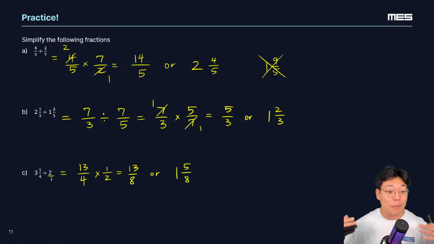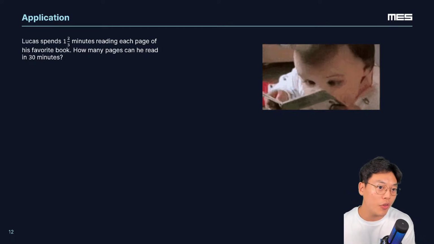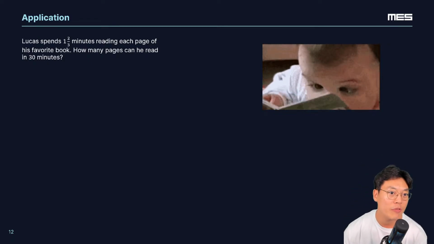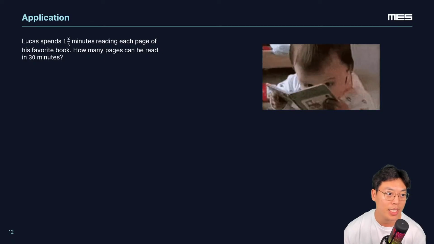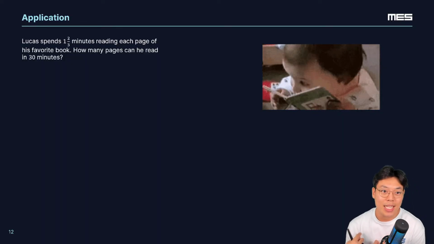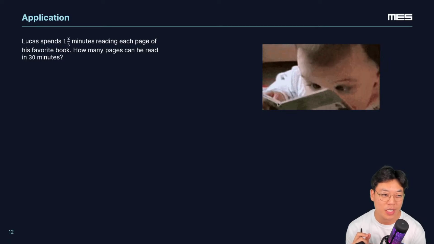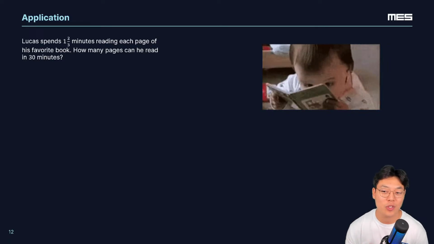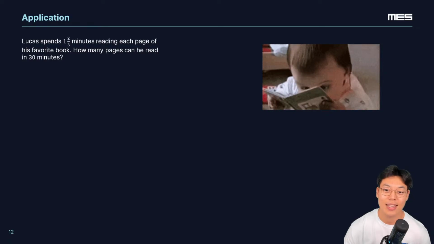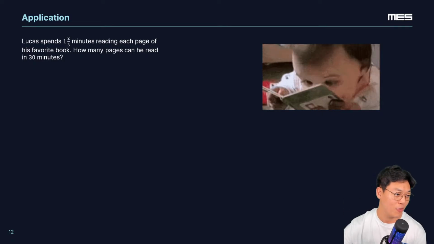All right. That's all the practice. Now let's apply this to how we can use multiplying and dividing fractions to some real life situations. Take Lucas, for example. Lucas spends 1 2/3 minutes reading each page of his favorite book. How many pages can he read in 30 minutes? So let's say Lucas knows that he takes 1 2/3 of a minute reading just one page of his favorite book. And let's say we were doing SLR, silent reading, at the beginning of English class or whatever. And the teacher said, you have 30 minutes of reading today.